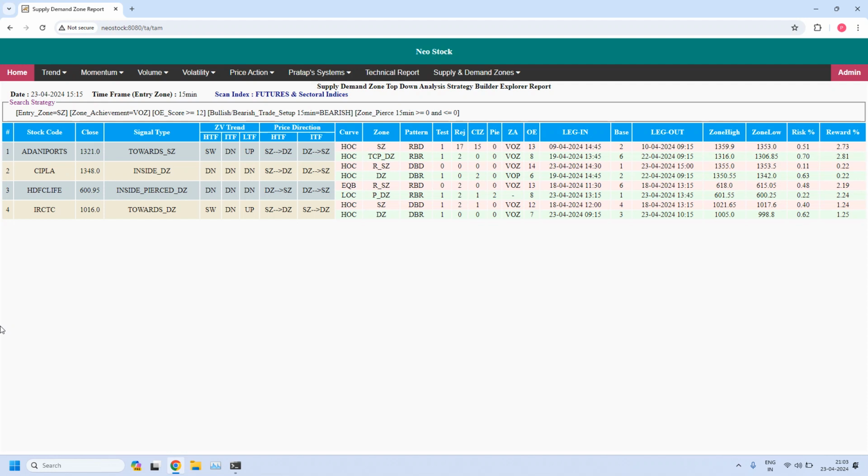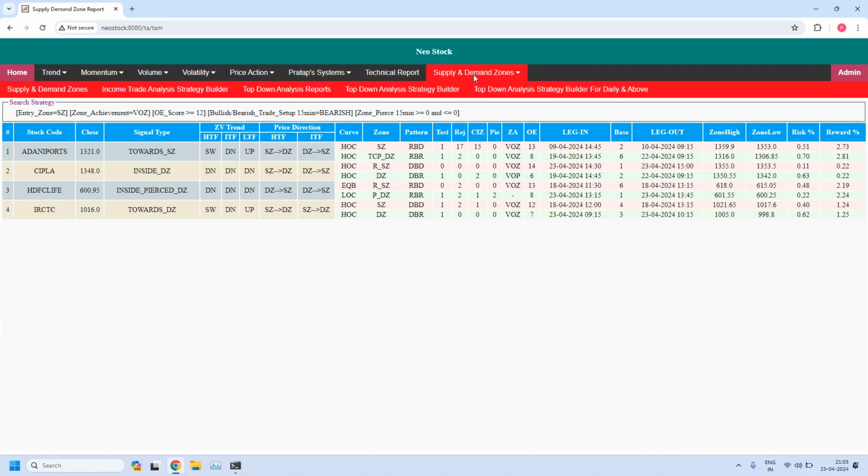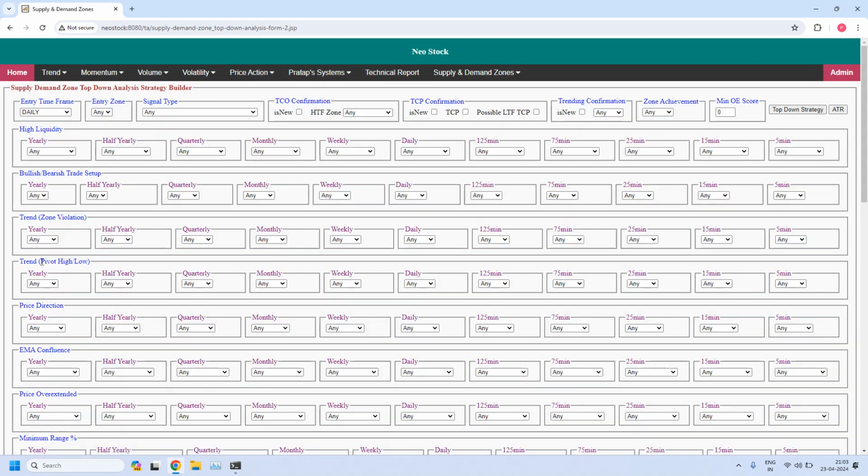Okay, now let us generate a bullish and bearish trade setup for hourly income trade, that is for day trading. For hourly income trade, entry time frame is 5 minutes. For bullish trade setup, entry zone is a demand zone. And also in the parameter bullish or bearish trade setup, in 5 minutes time frame, I am selecting bullish.